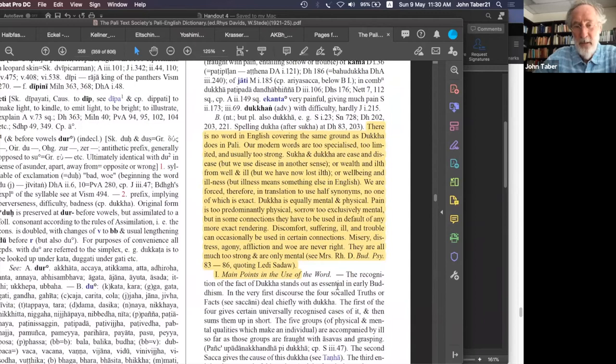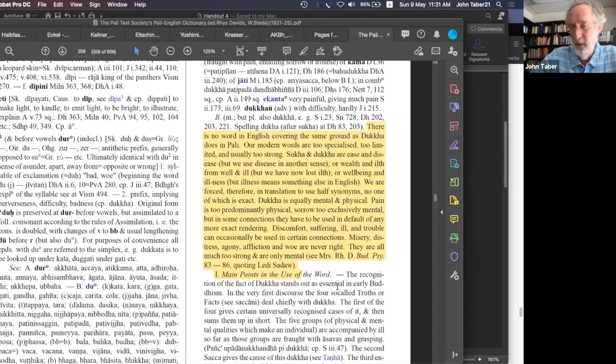They say, there's no word in English covering the same ground as dukkha does in Pali. Our modern words are too specialized, too limited, and usually too strong. Sukha and dukkha are ease and dis-ease, but we use dis-ease in another sense, or they're wealth and ilth, from well and ill, but we have now lost the word ilth, or well-being and illness, but illness means something else in English. We're forced, therefore, in translation to use half synonyms, no one of which is exact. Dukkha is equally mental and physical. Pain is too predominantly physical. Sorrow is too exclusively mental. But in some connections, they have been used in default of any more exact rendering.